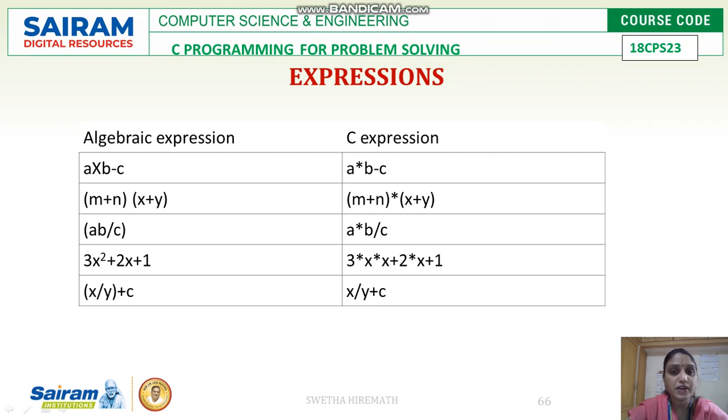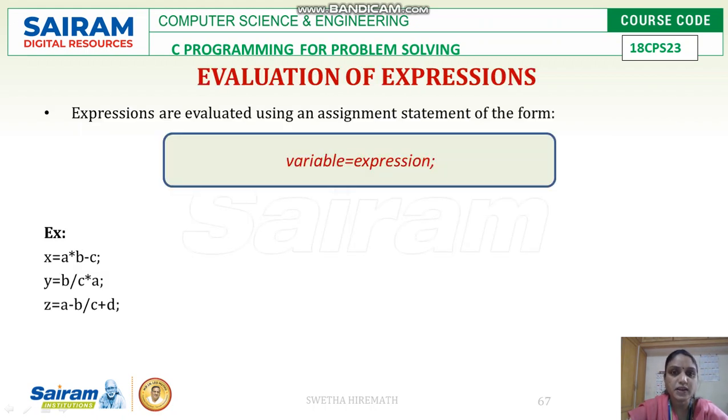Next, we have algebraic expressions and their equivalent C expressions. We can see a into b minus c. In algebraic expressions we represent it like this, but in C expressions we have to use the asterisk symbol for this. Similarly, m plus n, x plus y will be represented in this way, ab by c as a * b / c, and 3x square can be represented in this format, 3 * x * x + 2 * x + 1, then x / y + c. So these are the equivalent C expressions for our algebraic expressions.